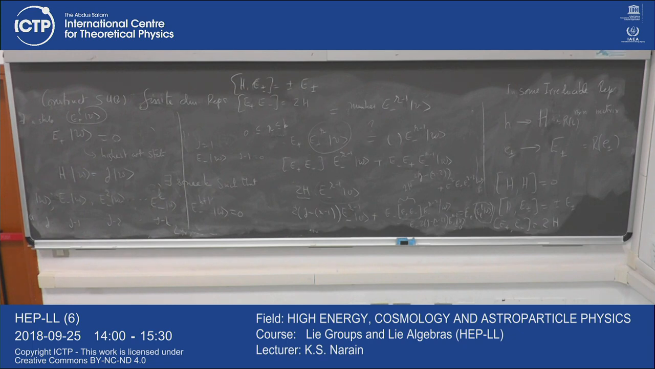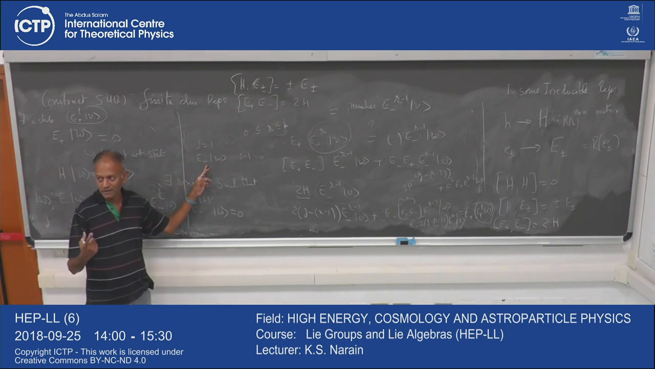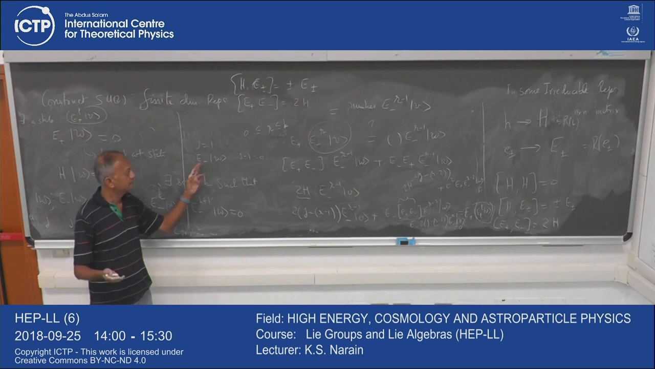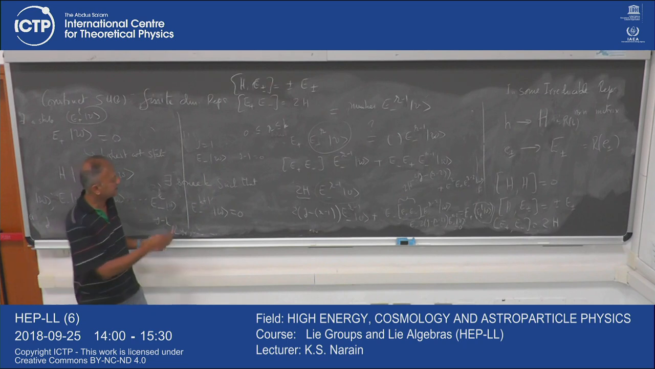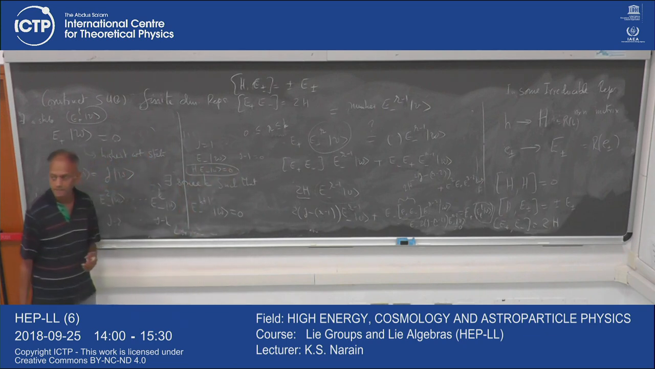Is that the question? Because in that case, the chain might be broken. The state is there. This is not 0. We are not saying that this is the zero vector. It's a sub-vector, whose H eigenvalue just happens to be 0. So when H acts on this, it is 0.